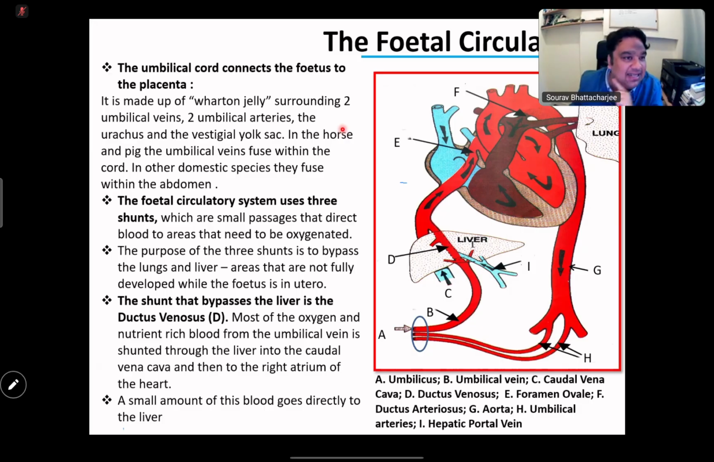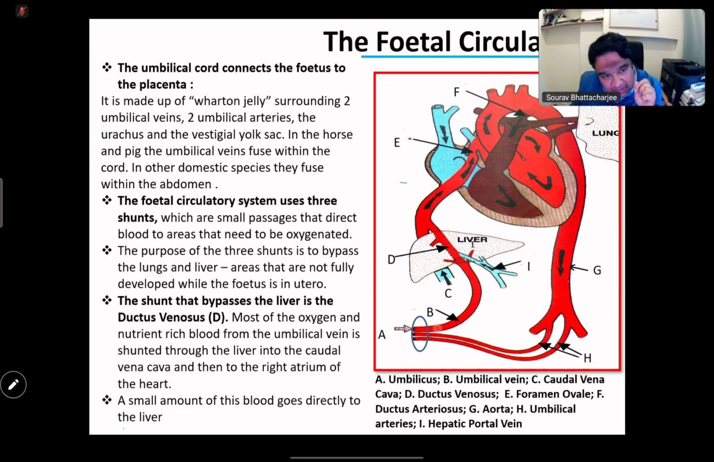So here is the magic that happens. The blood comes over here. This is the umbilical vein written here. It goes. Remember, by this time, the fetal liver is also receiving blood from the caudal vena cava. This is the part, number C. This figure is all coded, so all the alphabetical codes are mentioned over here.